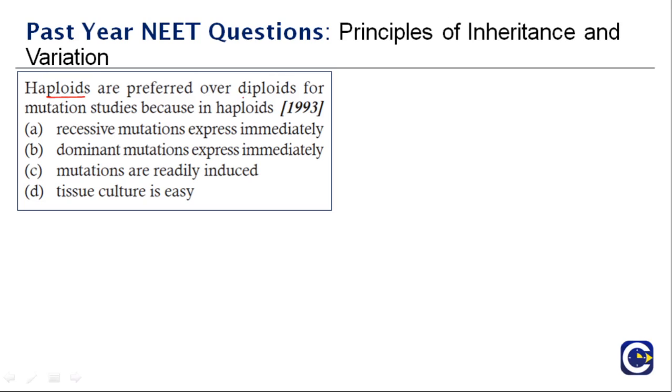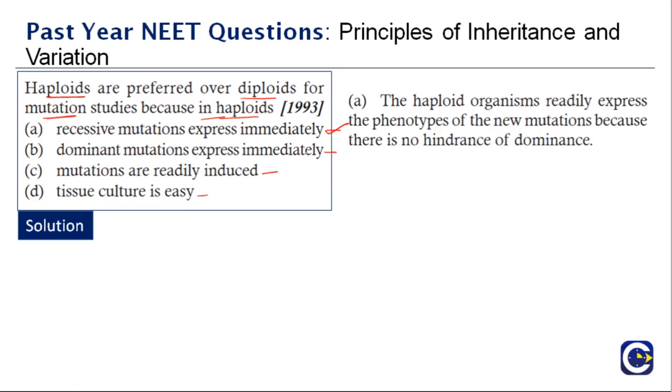Haploids are preferred over diploids for mutation studies because in haploids, and we have also seen these questions in the previous parts, recessive mutations are expressed immediately, dominant mutations are expressed immediately, mutations are readily induced, tissue culture is easy. So it is a very easy question, and what is the right answer? The right answer is recessive mutations express immediately.